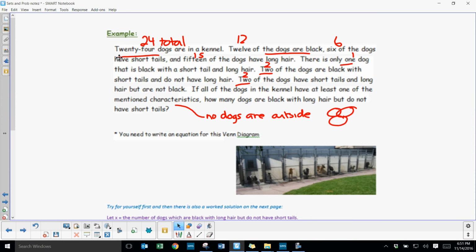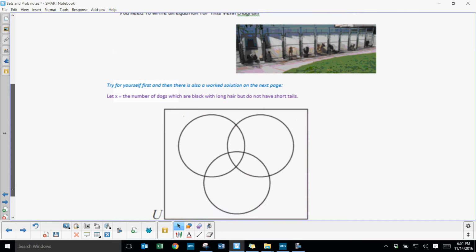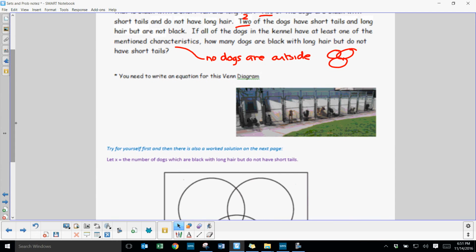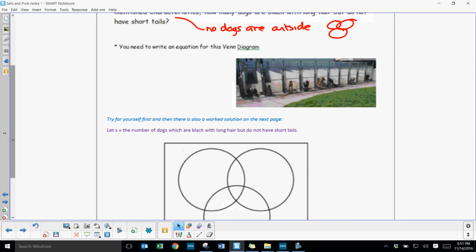Okay, that's pretty tricky. So I've kind of filled in the Venn diagram a little bit. I've actually drawn the circles for you. So I've said let x equal what you're actually trying to find. So it says how many dogs are black with long hair but do not have short tails. So let x equal the number of dogs which are black with long hair and do not have short tails.